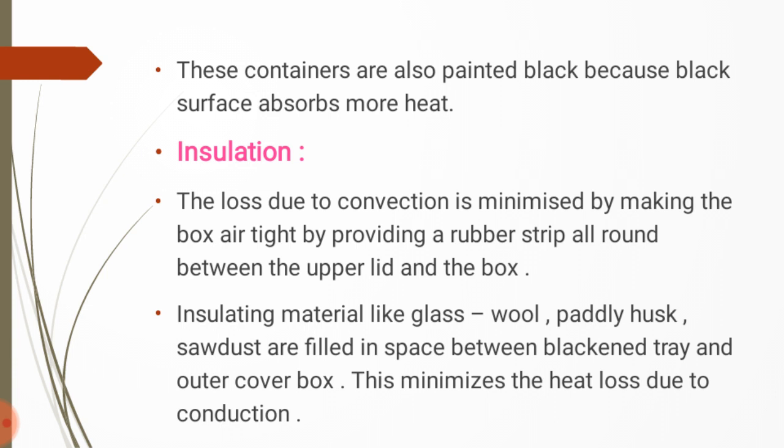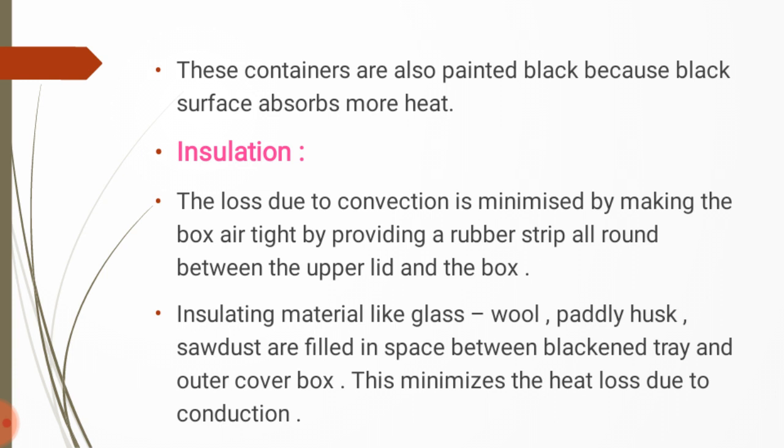Insulating materials like glass wool, paddy husk, and sawdust are filled in the space between the blackened tray and the outer cover box. These are the insulating materials which we generally use, and this material is filled in the space between the blackened tray. That means there is a blackened tray inside the wooden box, and in that the containers are placed. This minimizes the heat losses due to conduction.